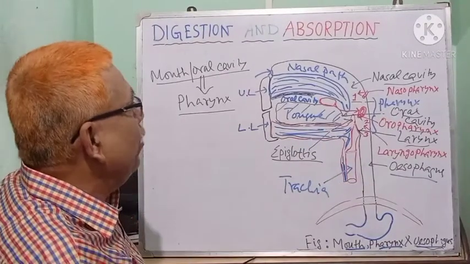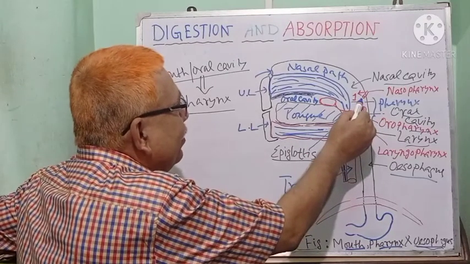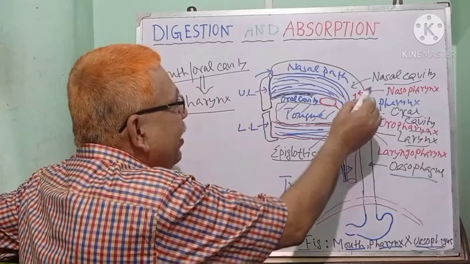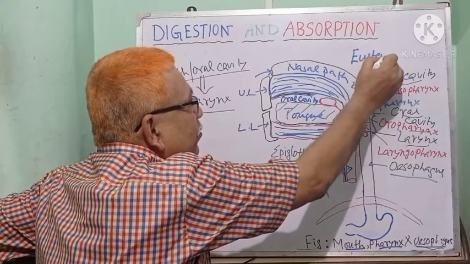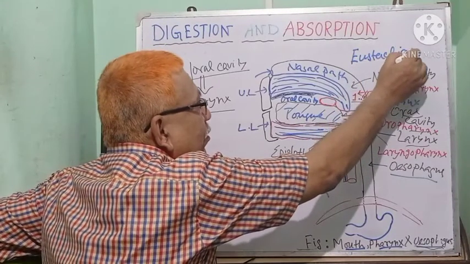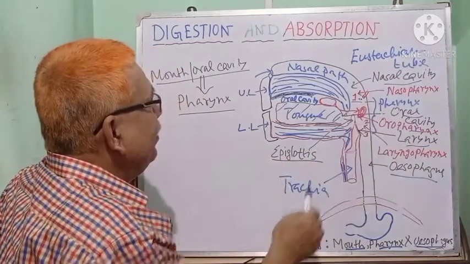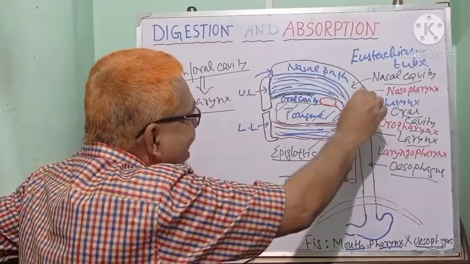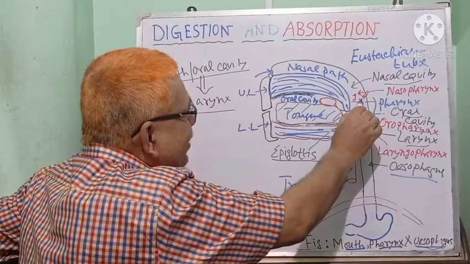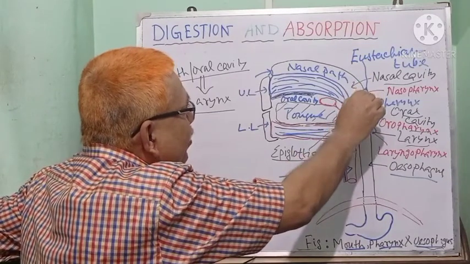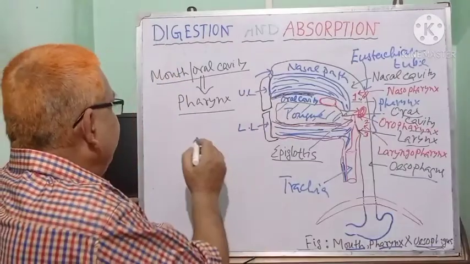Here you look, there is an opening. This is the opening of the eustachian tube. This is the lateral wall of the pharynx. On the lateral wall of the pharynx, there is an opening. This opening is for the eustachian tube. And there is another structure.